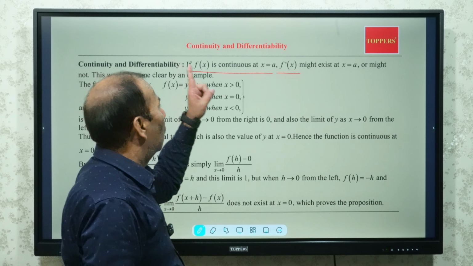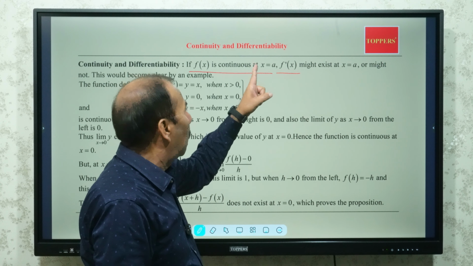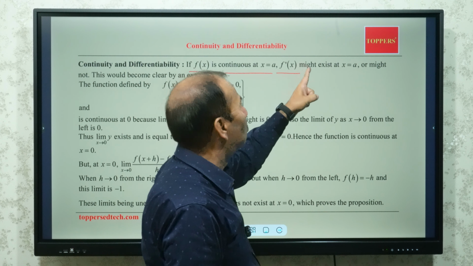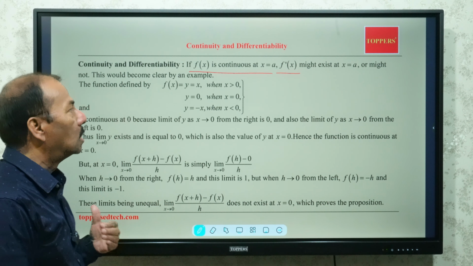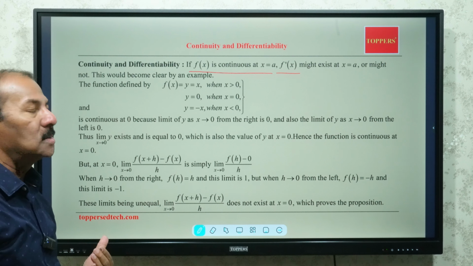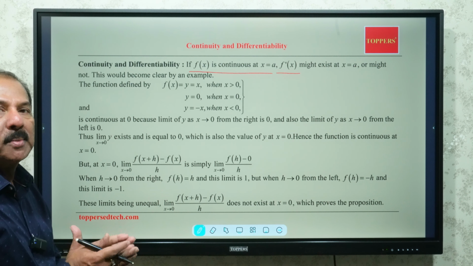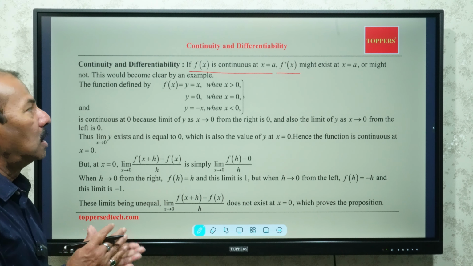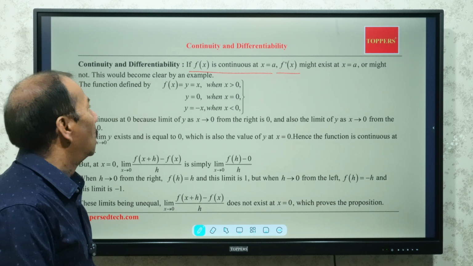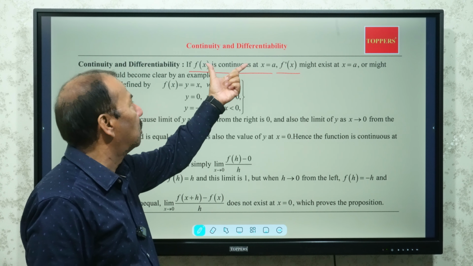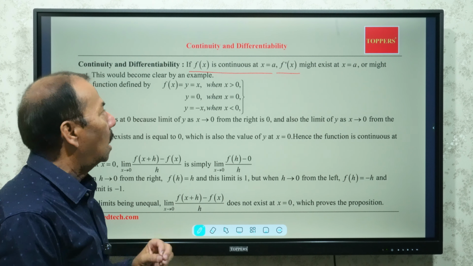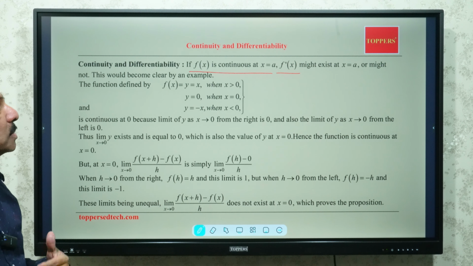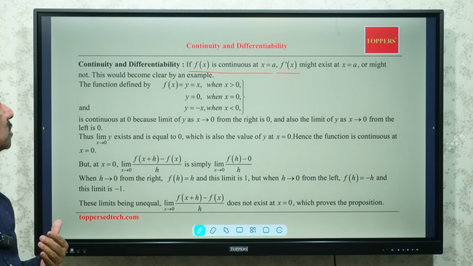Meaning, if f of x is continuous at x equal to a, f dash x might exist at x equal to a or might not exist. When we say f dash x might exist, it means the differentiation of f of x may be possible, or it may not be possible. So just because the function is continuous, it does not give us the surety that f dash x exists. The differentiability of the function can exist, or it may not exist.